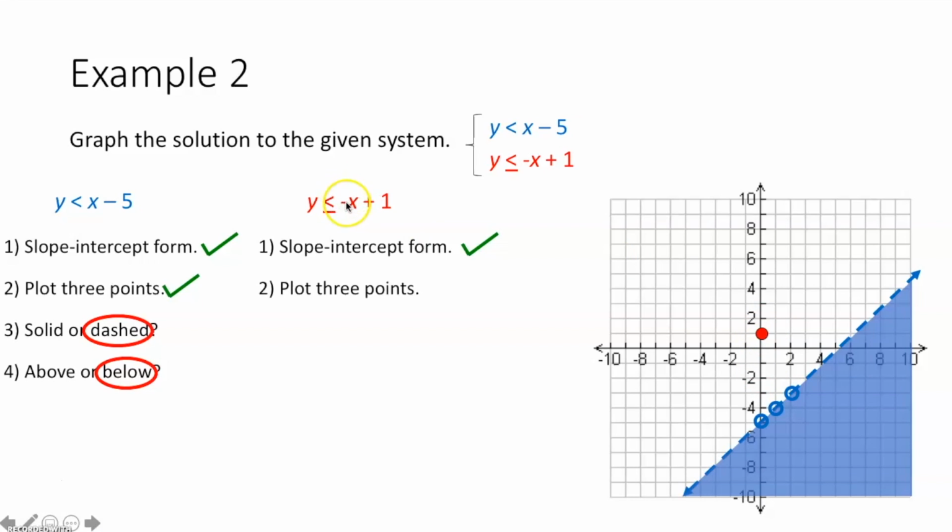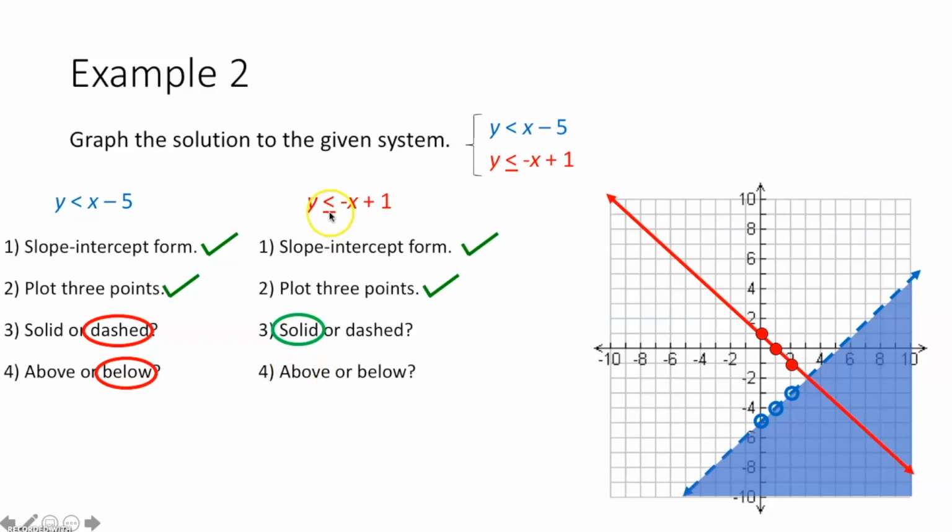What is our slope? -1. How do I write that as a fraction? -1 over 1. So I go down 1, right 1, put a point. Down 1, right 1, put a point. I've plotted 3 points. I decide, is my line solid or dashed? Because there's an equal sign underneath, we can put closed circles and a solid line going through those closed circles. That means that every point on this line will make this inequality true.